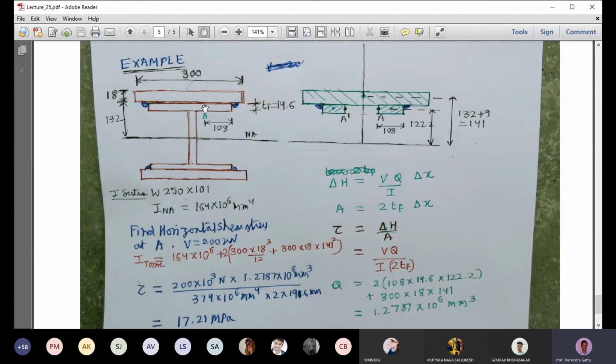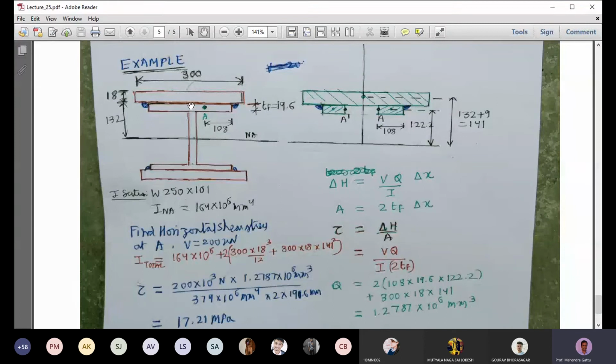At the first instant, when I thought of how to solve the problem, I was thinking we'll cut a vertical section passing through A, so that we'll have the plate and the flange together, and we'll find the Q value for the entire cut portion. I thought like that, but then the solution is different. What the solution has done is, they have taken a symmetric point A prime.